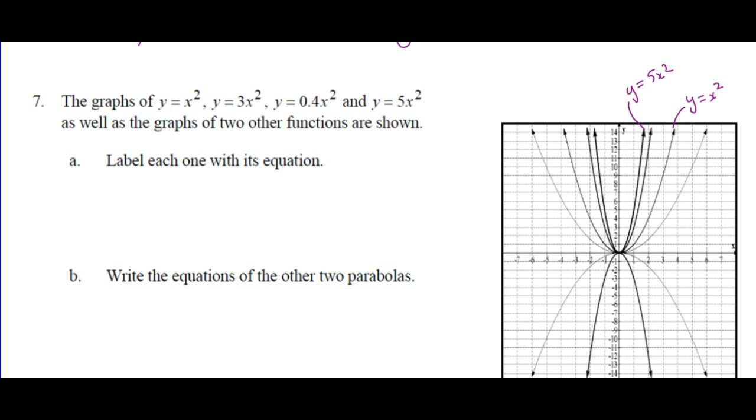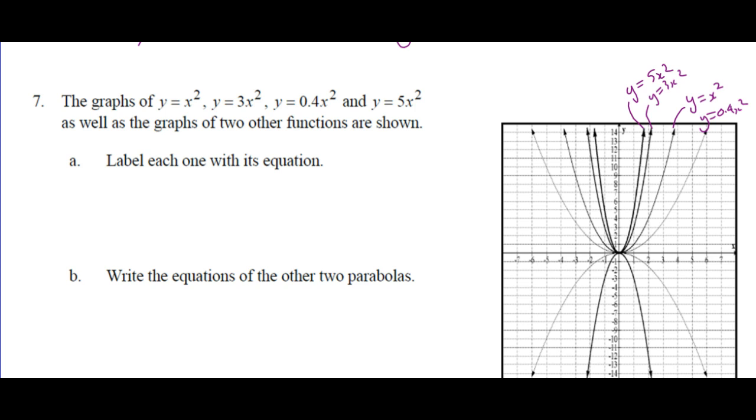Okay, so what's the next less narrow one? So 1, 2, 3. So that's 3x squared. Okay, that's why. So what's this guy? We've got 1 and yeah, it could be 0.4, eh? That's probably 0.4, especially because the other 2 open down and none of those are negative. So okay, this is y equals 0.4x squared.